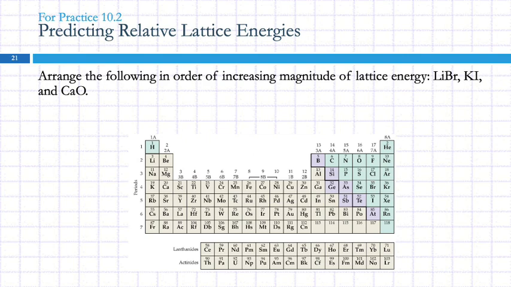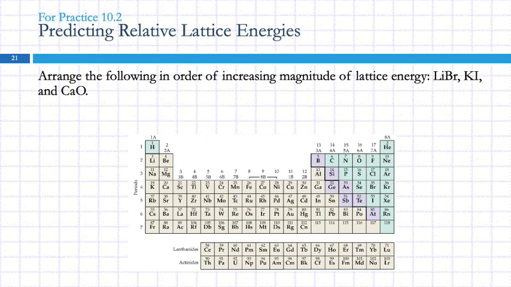Predicting relative lattice energies. So, yeah, this is the kind of question that shows up on exams too. So, I'm sorry, but it does. So this is saying, arrange the following in order of increasing magnitude of lattice energy. So we got lithium bromide, potassium iodide, and calcium oxide.